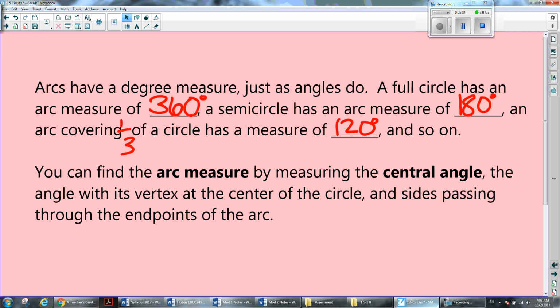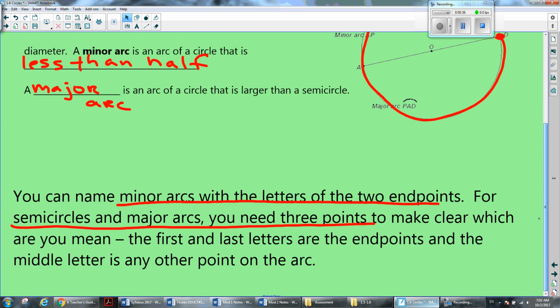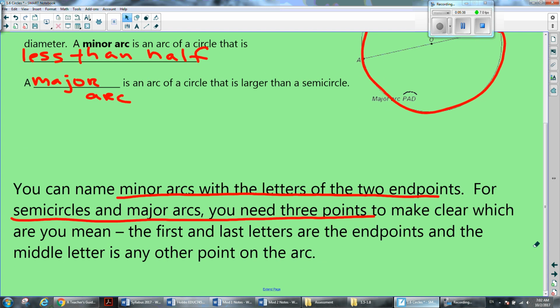Did I miss a section? Yes. You can name minor arcs with the letters of the two endpoints. The order doesn't matter. For semicircles and major arcs, you need 3 points to make it clear which arc you mean. The first and last letters are the endpoints, and the middle letter is any other point on the arc.